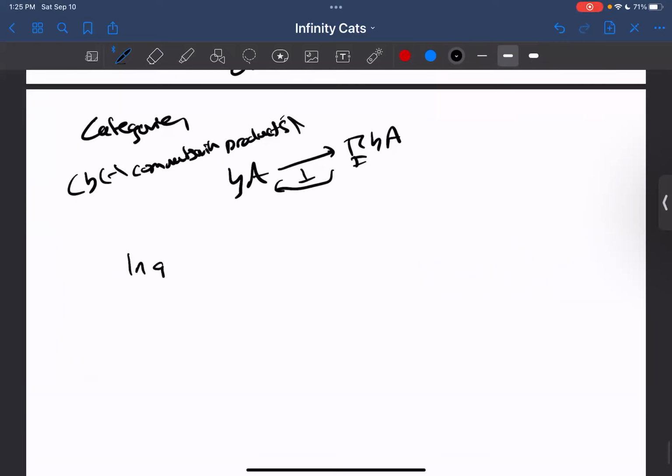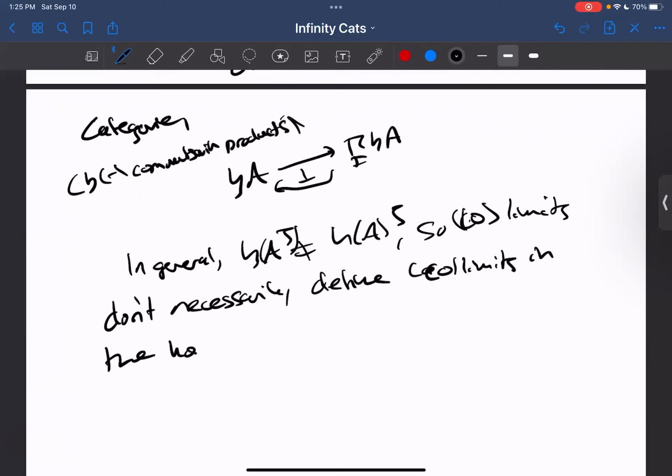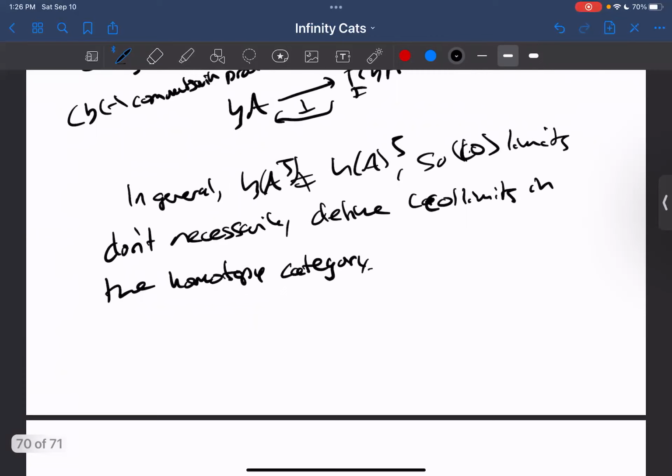In general, H of A to the J is not equal to H A to the J. So colimits don't necessarily define colimits in the homotopy category. But it's rather some sort of a weaker assumption. All right, I think I'm going to stop here because I don't have too much more to do, if there's any questions.